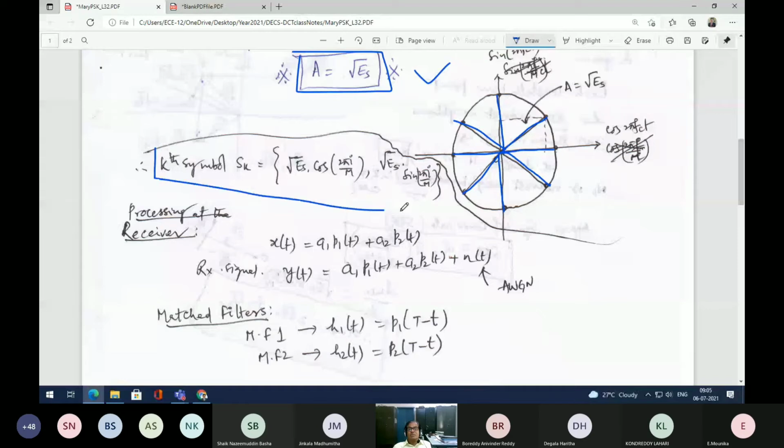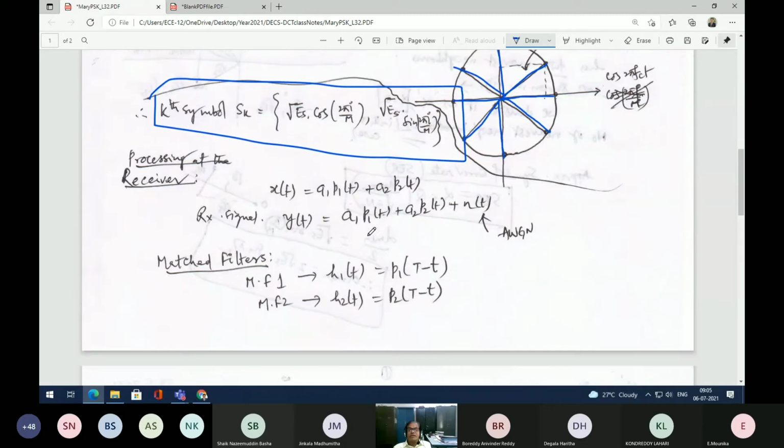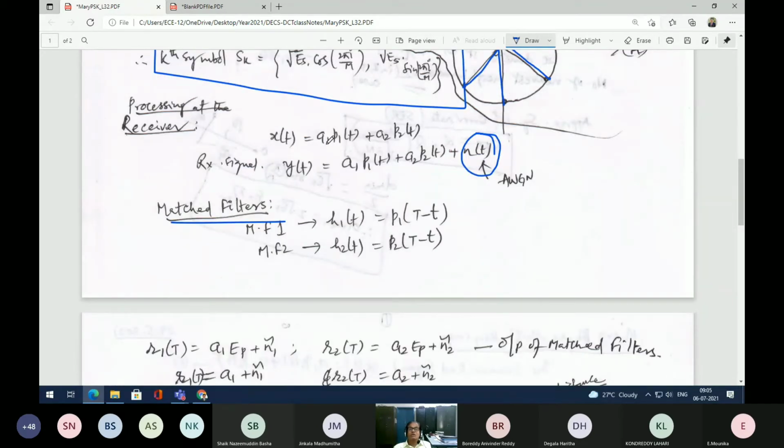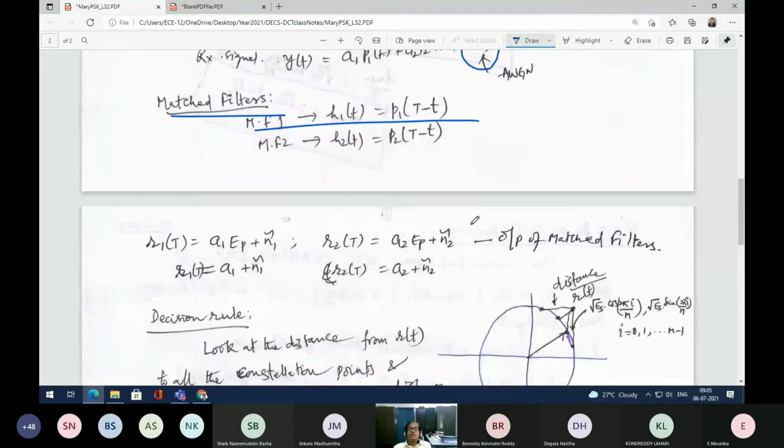Now this is my kth symbol, any value. Here, for the received signal, we are adding some noise as usual, and we are using two matched filters because we are using two energy signals here. They are matched to the corresponding energy pulses h1 of t and h2 of t, as we did in the case of QPSK. You have two matched filters, and the output of each is going to be R1 of t and R2 of t.